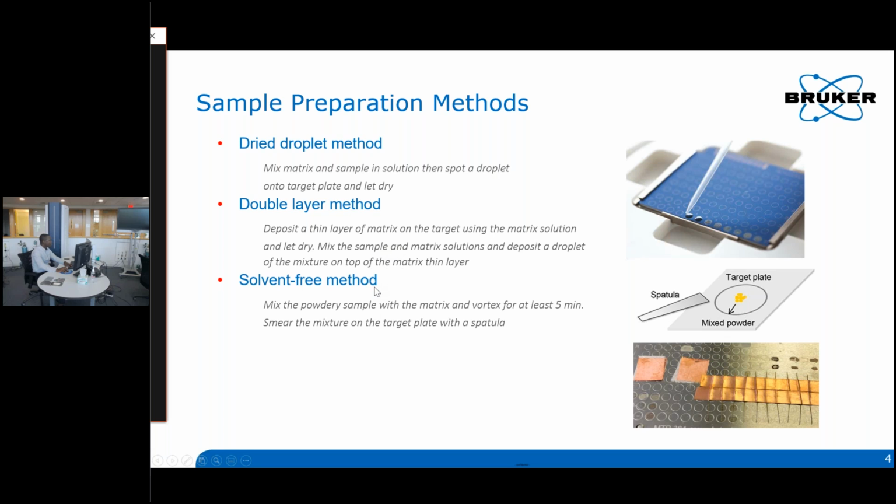The next one is a solvent-free method, and this is usually for insoluble analytes that are preferably in a powdery state. You take the powdery sample, mix it with the matrix dry, and then vortex the mixture for about 5 minutes. You have to vortex it pretty well, to make sure you have a homogeneous mixture of both your sample and matrix, and then you smear a small amount onto the plate with a spatula just to make sure that it sticks and doesn't fall off when you introduce it into the instrument.